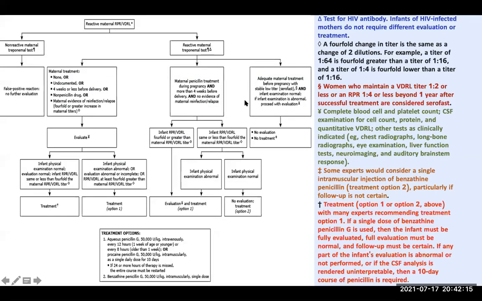Again, there's a very simple algorithm. It looks very complicated here, but it is a very simple algorithm. If you go through it, it guides you very simply.